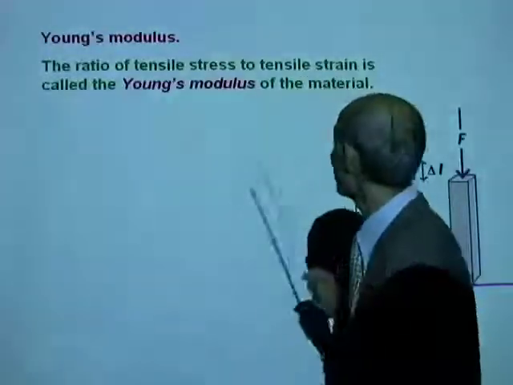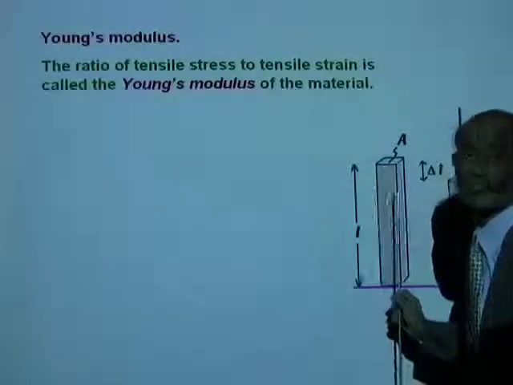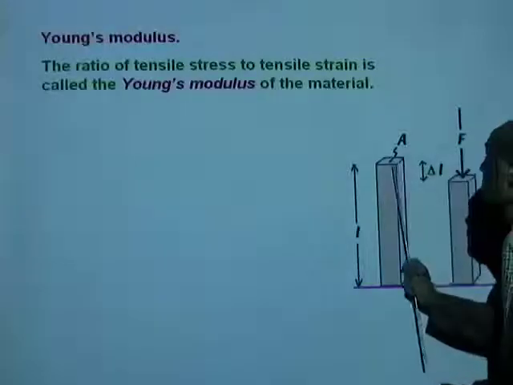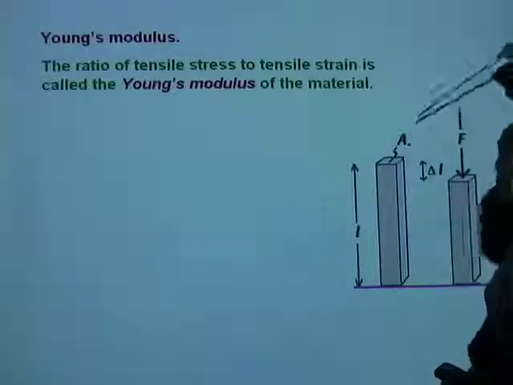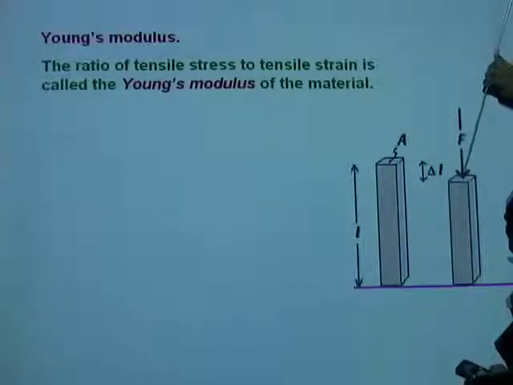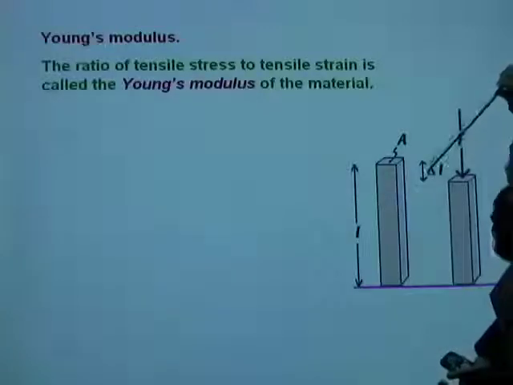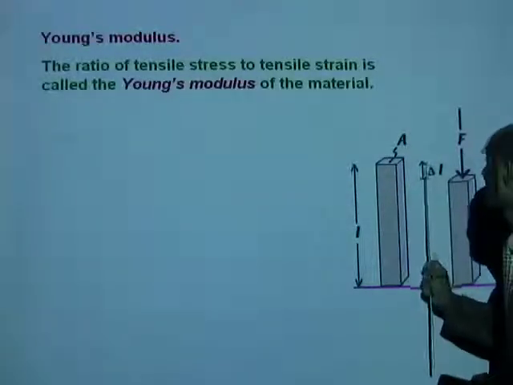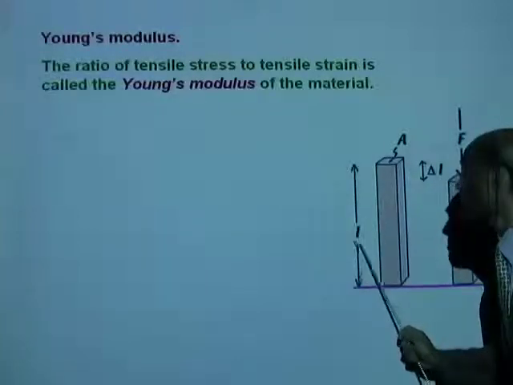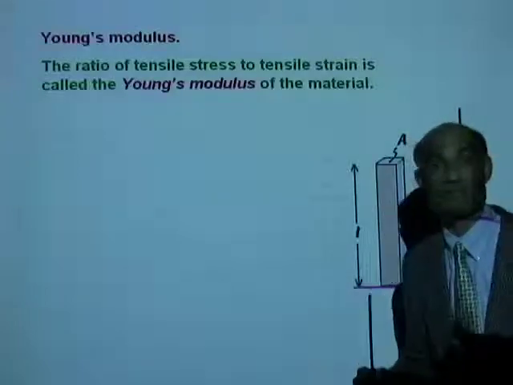Young's modulus is the ratio of tensile stress to tensile strain. You can see if you have a big column in here, and if you apply force F on it, that will cause a decrease in length, a change in length to delta L. That delta L divided by the original length will be the tensile strain.